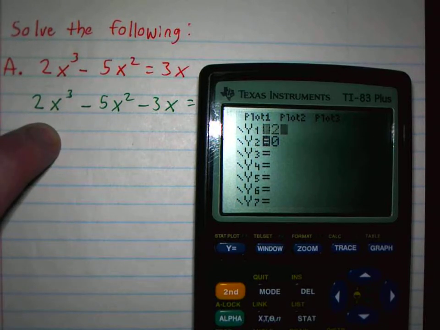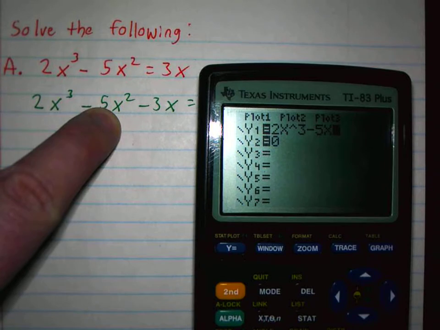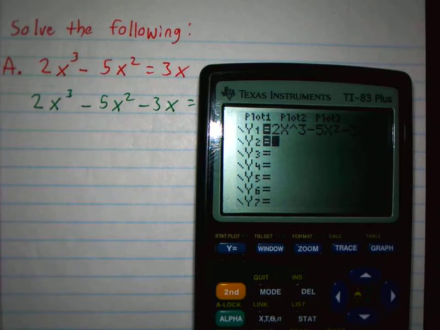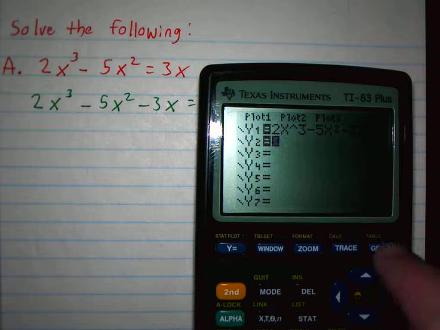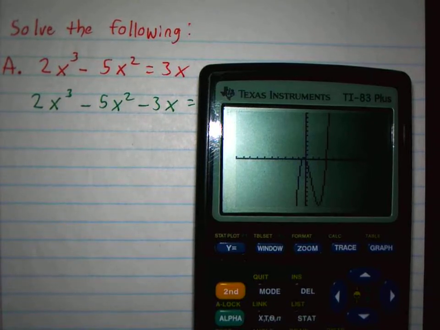Two x cubed minus 5x squared minus 3x. Now remember, you want to put 0 down there so you can do second calc intersect. So let's see what the graph looks like. If it crosses 3 times, this is a very easy problem. Does it cross 3 times?